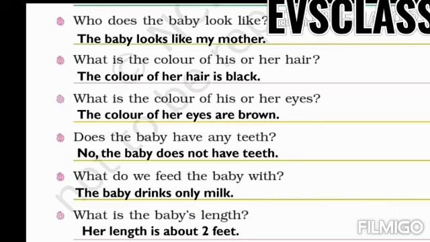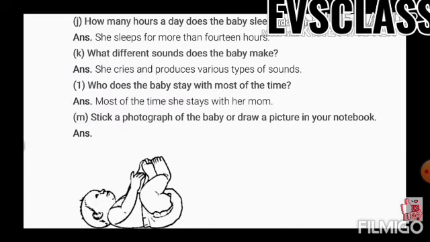Okay, students. Next question is, what does the baby look like? The baby looks like my mother. What is the color of his or her hair? The color of her hair is black. What is the color of his or her eyes? The color of her eyes is brownish black. How many hours a day does the baby sleep? She sleeps for more than 14 hours. What different sounds does the baby make? She cries and produces various types of sounds. Who does the baby stay with most of the time? Most of the time she stays with her mom.